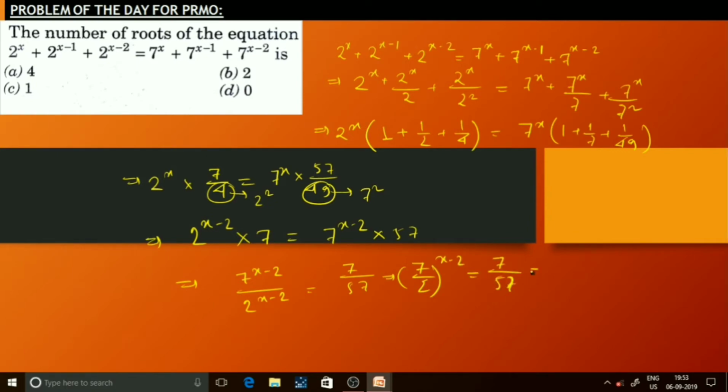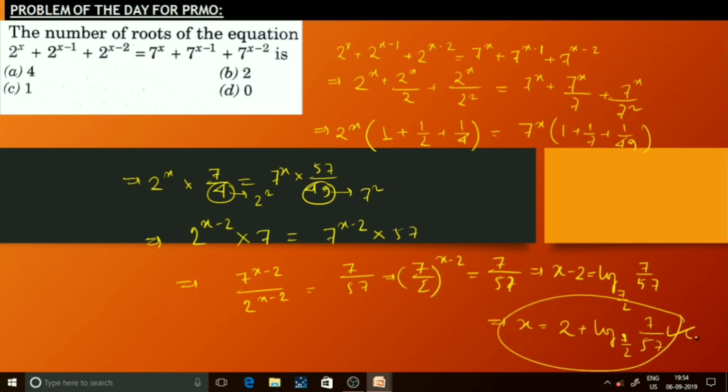So now we are taking the log function. So we'll get x - 2 = log of 7/57 base 7/2. So now we can write x = 2 plus, taking it to the right side, log base 7/2 of 7/57. So this would be the value of x.